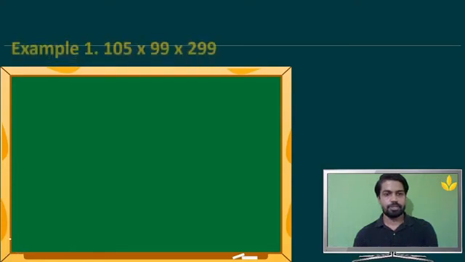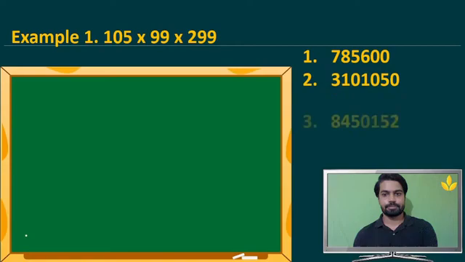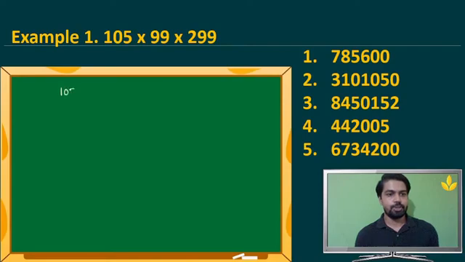So let's see the first question and the options here. As I told you, we can only approximate using the options. We need options for approximation. So there is a question to multiply 105 into 99 into 299. So I need to get the answer for this without actually calculating. I need to go for the approximate value. And I look at the options. Options seem to be very far from each other. And some of the options are 6 digits, some of the options are 7 digits.